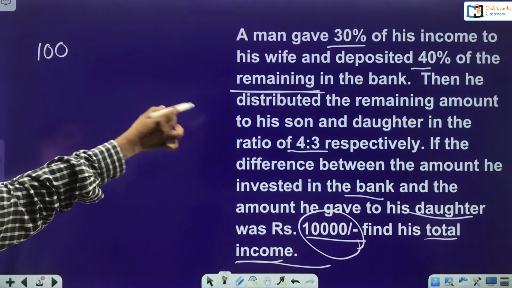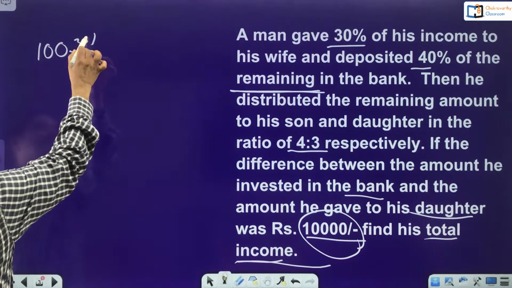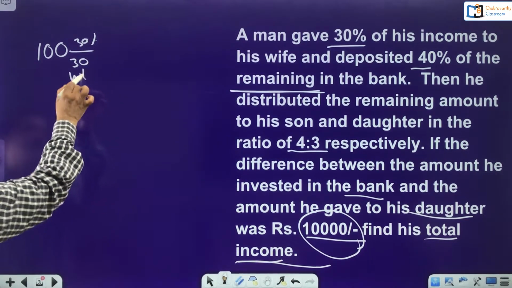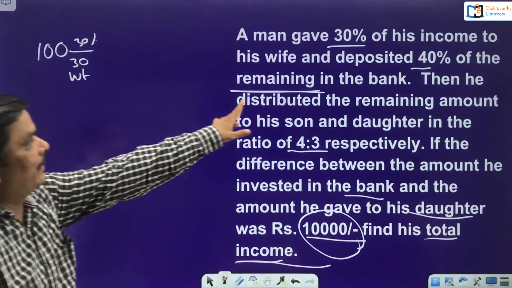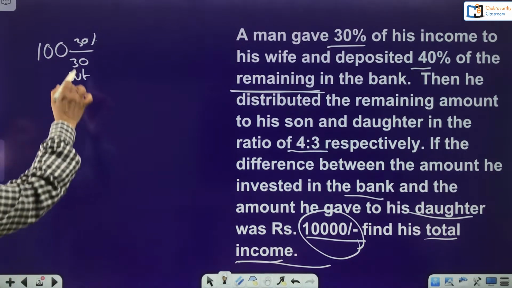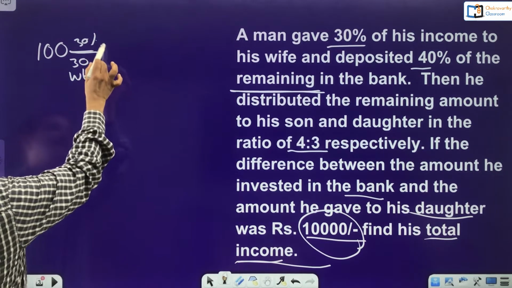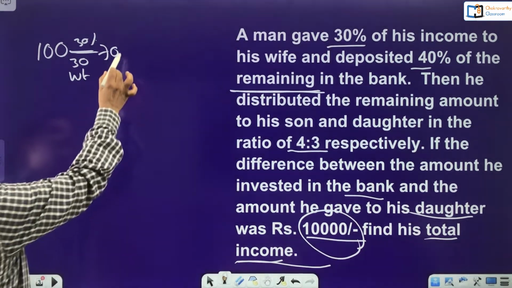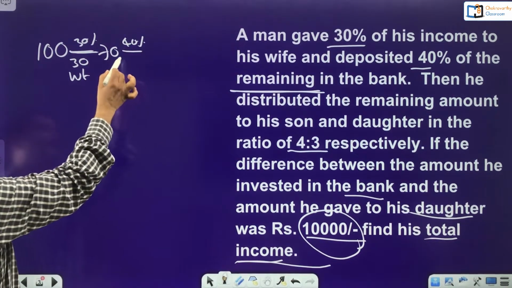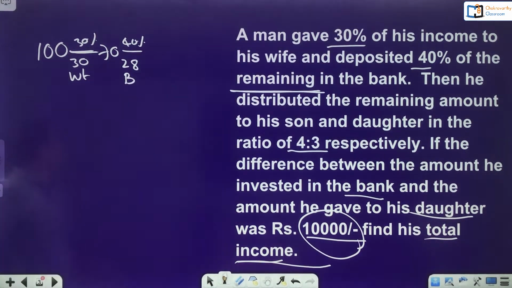Gave 30% of his income to his wife out of his 100 rupees. What is 30%? Obviously 30 rupees to wife. I am writing wife. Alright, then after that he deposited 40% of the remaining in the bank. What do you mean by remaining here? From 100, 30 gone, and the remaining is 70. From this 70, deposited 40% in the bank. What is 40% of 70? Obviously 28 rupees. So that is being deposited in the bank.